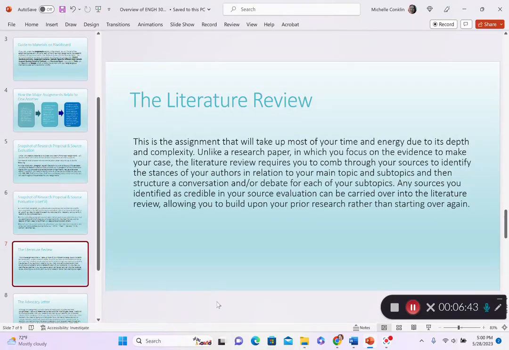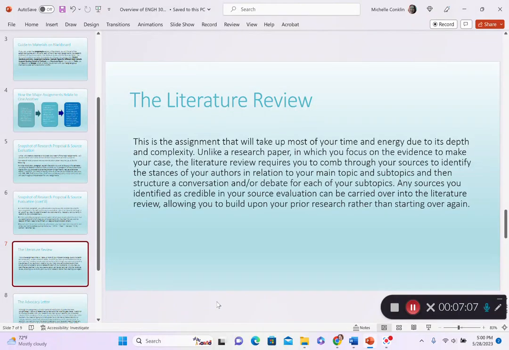Literature review. This is the assignment that will take up most of your time and energy due to its depth and complexity. Unlike a research paper in which you focus on the evidence to make your case, the literature review requires you to comb through your sources to identify the stances of your authors in relation to your main topic and subtopics, and then structure a conversation and/or debate for each of your subtopics.